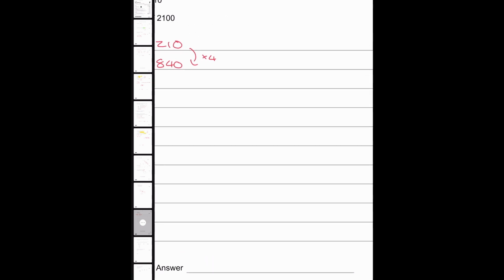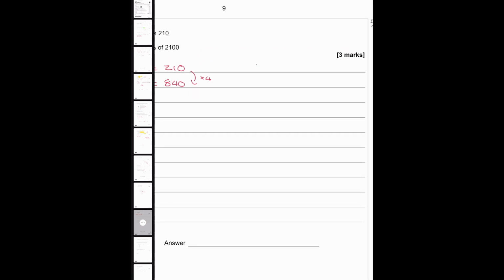Question 12 says 10% of 2,100 is 210. Work out 43% of 2,100. Since the question has been nice and has given us 10%, we can take this answer and multiply it by 4 to get 40%. 210 times 4 gives us 840. So 40% equals 840. However, the question is not asking for 40% but rather 43%, so we still have to work out that 3% at the end.